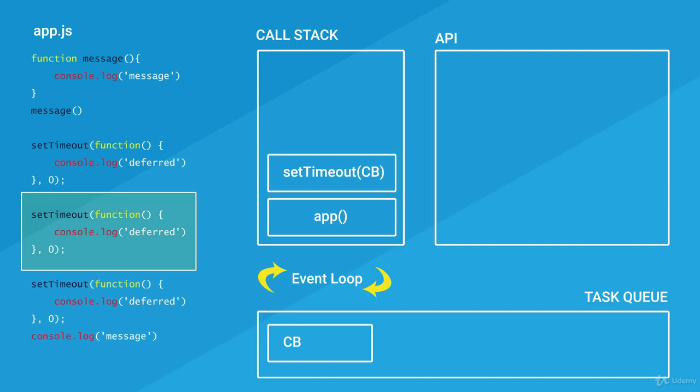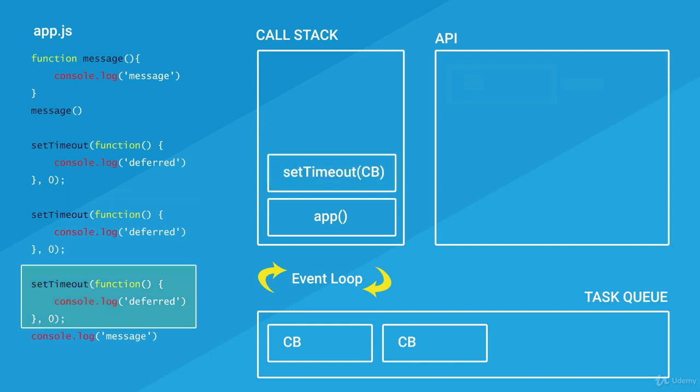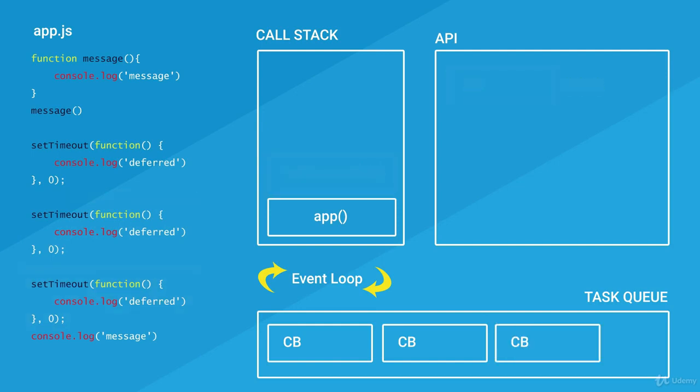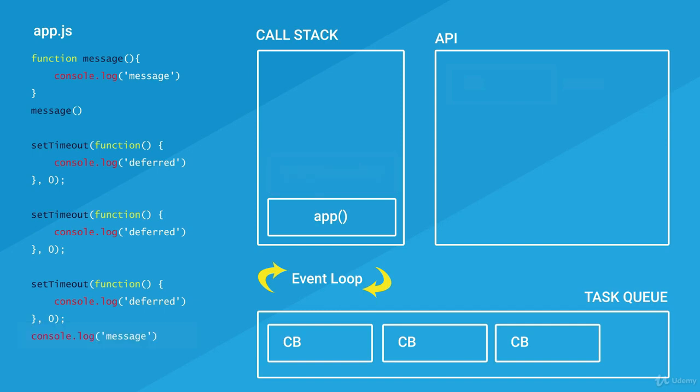Okay, so we're going to go to the second set timeout. It's going to go to the APIs and then to the task queue. We're going to have the third set timeout. It's going to go to the APIs and then the task queue. And the event loop is always asking the call stack if it's free to be used. Okay, since we are not done on the call stack, we're going to do the console log message. And then, of course, it's going to be done with this. It's going to be done with the app, reading whatever code we have inside the app.